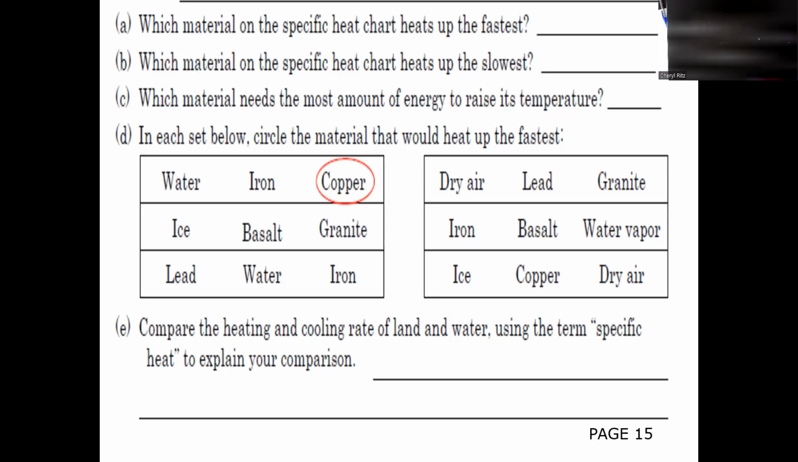All right, what do you think, guys? Which one heats up faster? Ice, basalt, or granite? Granite? I guess I should grab my reference table, make sure you're right. Yep, granite is the lowest one. How about lead, water, or iron?